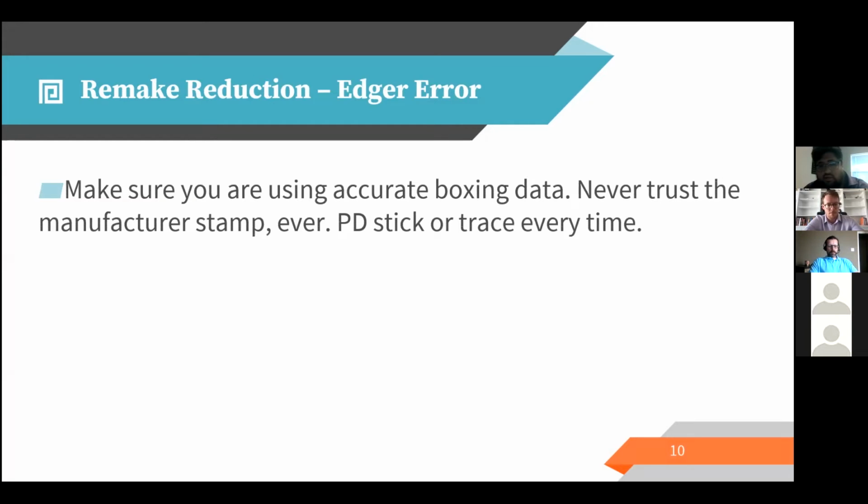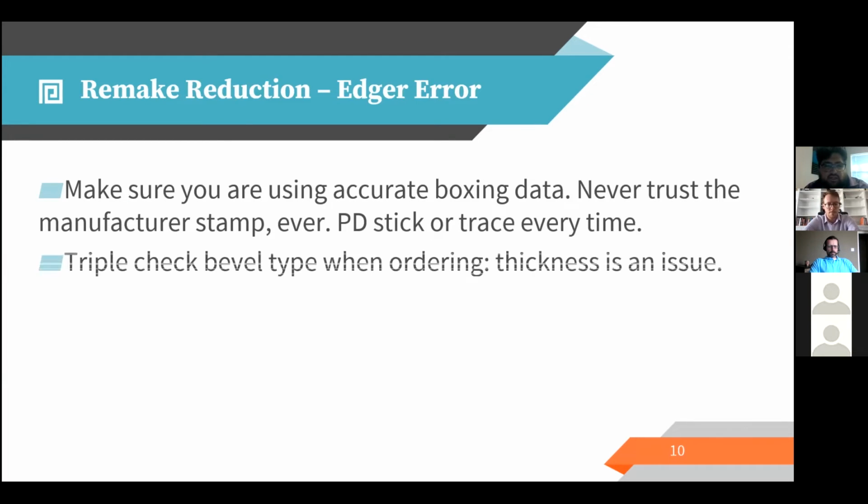So make sure you're entering accurate boxing data. I don't care what they printed on the frame, don't trust it. Pull out a PD stick, or if you're doing remote, trace it every time. Don't trust those A measurements, B measurements, DBLs, anything. It will take you an extra few seconds to measure, but you will notice a reduction in cutout issues. It also will affect your thickness, so be mindful of that.